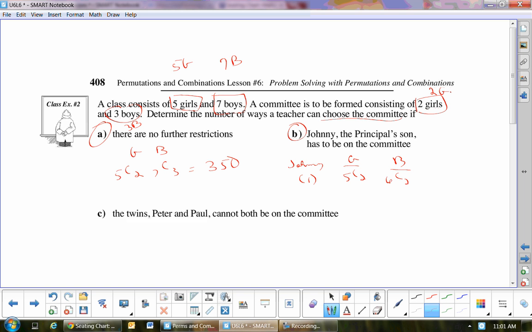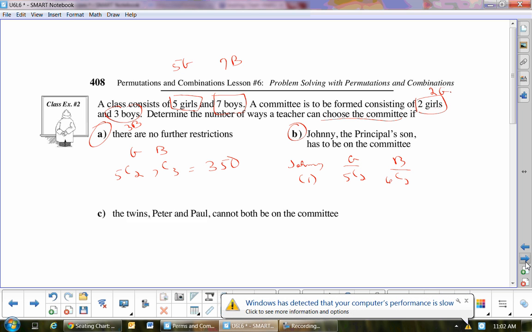I think that's an excellent question, because if they did say, if Johnny, who's not in the class, the principal said, I want him on the committee, then that would be a 7, choose 3. Or 7, choose 2. Right? Okay. The answer is 150.